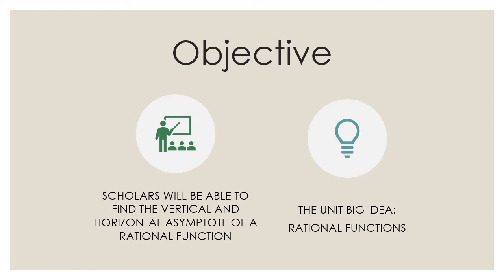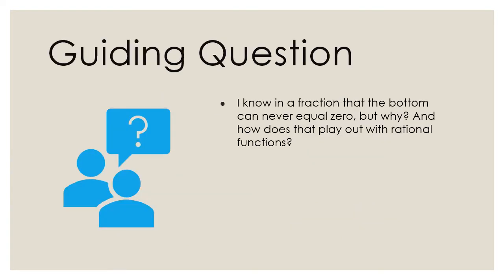Our objective: scholars will be able to find the vertical and horizontal asymptote of a rational function. And our unit big idea is still rational functions. Here's our guiding question for this lesson. I know in a fraction that the bottom can never equal 0, but why? And how does that play out with rational functions? For example, the fraction 1 over 0 is impossible, but how does that play out when we have polynomials in the numerator and denominator? That's what we're going to talk about.